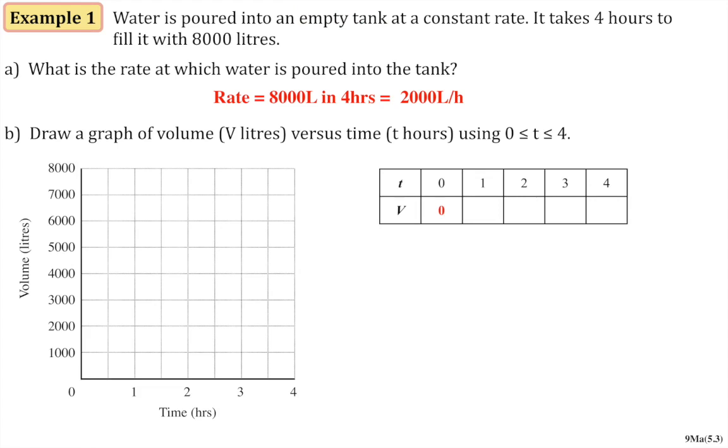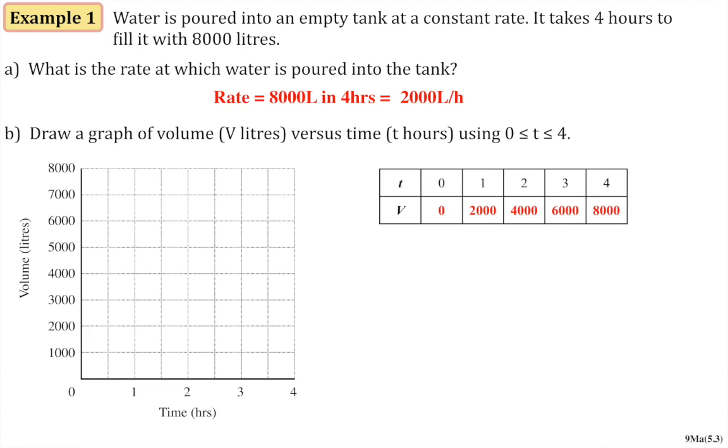Now, how many litres go in the tank after 1 hour? Well, 2,000 litres go in every hour, so after 1 hour there'll be 2,000 litres in the tank. Another 2,000 litres goes in this hour, so 2,000 and another 2,000 gives me 4,000. There's 2,000 litres going in every hour. Another 2,000, another 2,000. So there's my value.